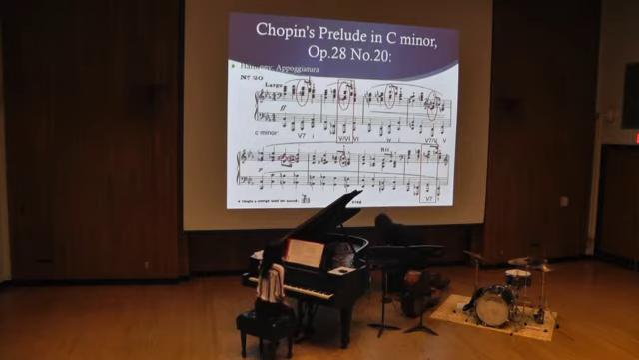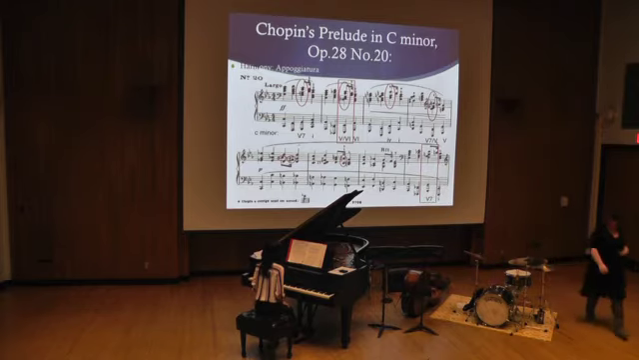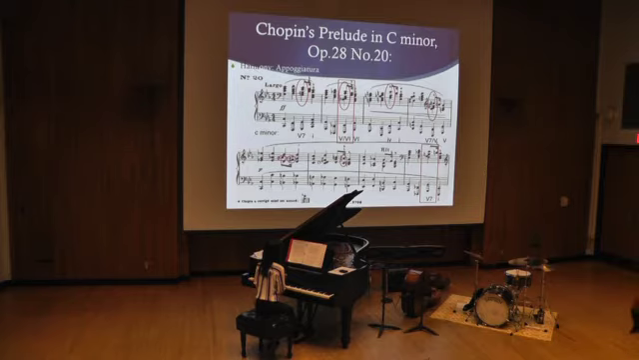Now let's talk about the last piece, which is Chopin's Prelude in C minor, Opus 28, number 20. So in this prelude, you can see that Chopin uses chord progression to support his melody. So he's using all these chords, and then the melody is on the top voice.